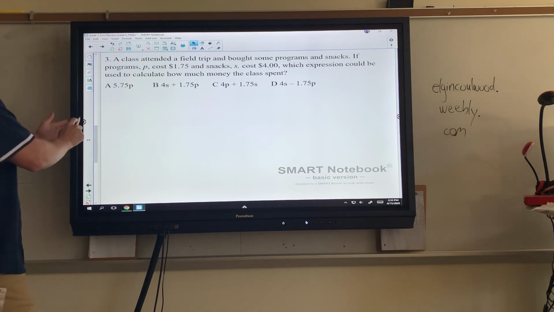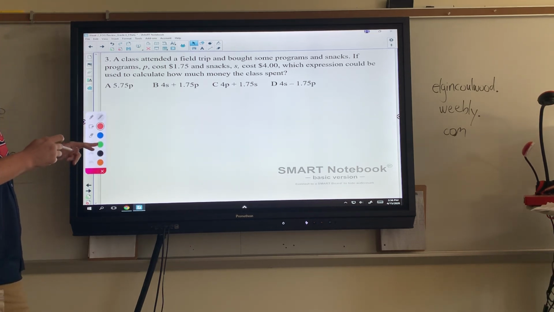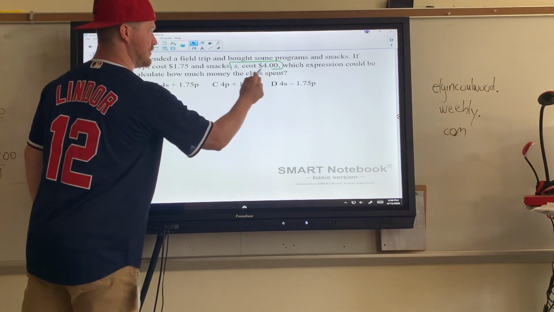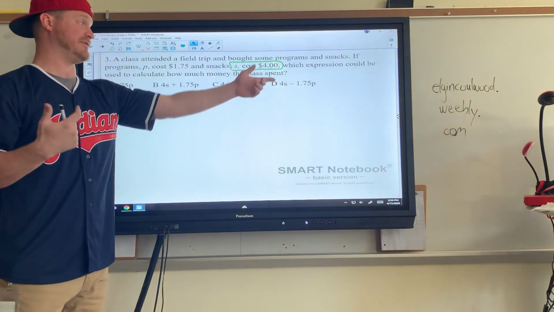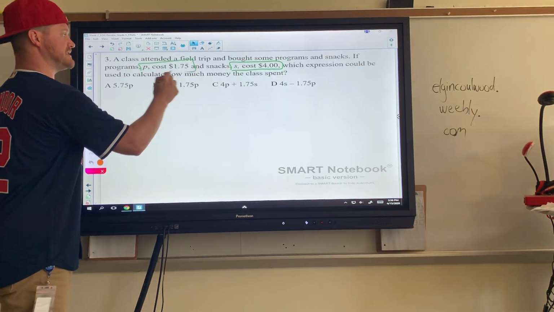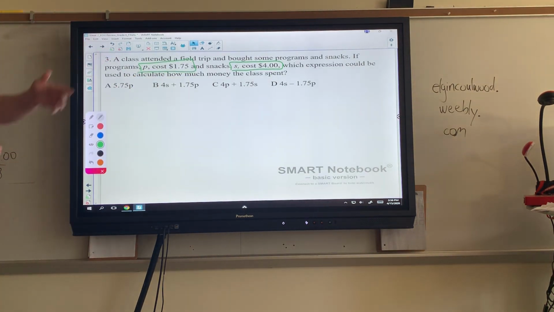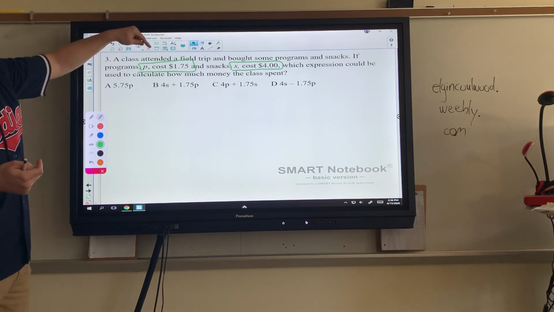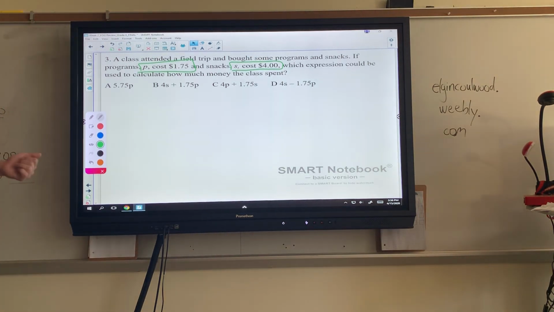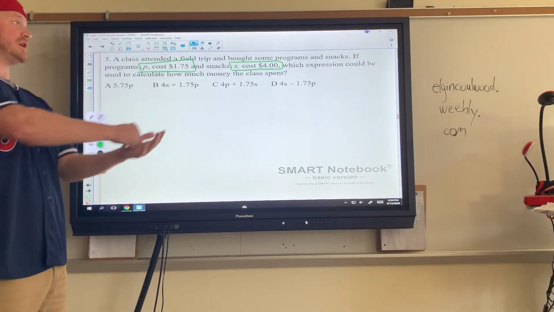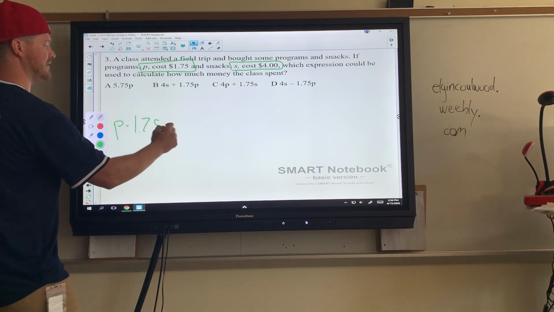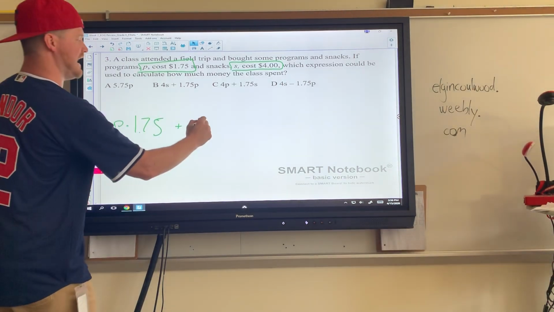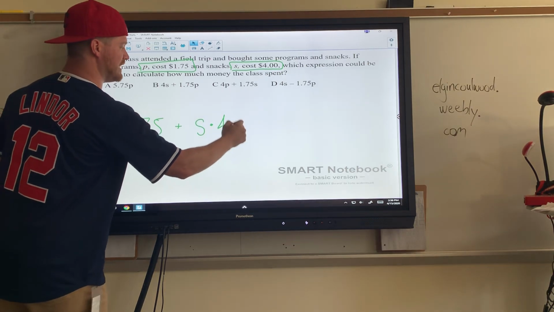So we know whenever we see the S, aka the snacks, it's got to have a 4 next to it, $4, okay? Because each snack costs $4. So depending on how many snacks they buy, we got to multiply that by 4. Programs cost $1.75, so depending on how many they bought, which we don't know, but we know we got to multiply P times $1.75. Whenever we're calculating the total number of money spent, we're going to be adding these together. So it's P times $1.75 plus S times $4.